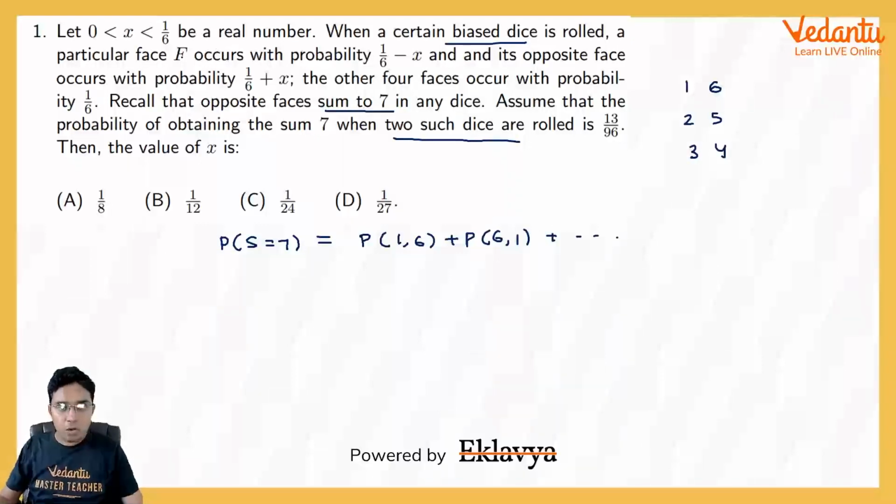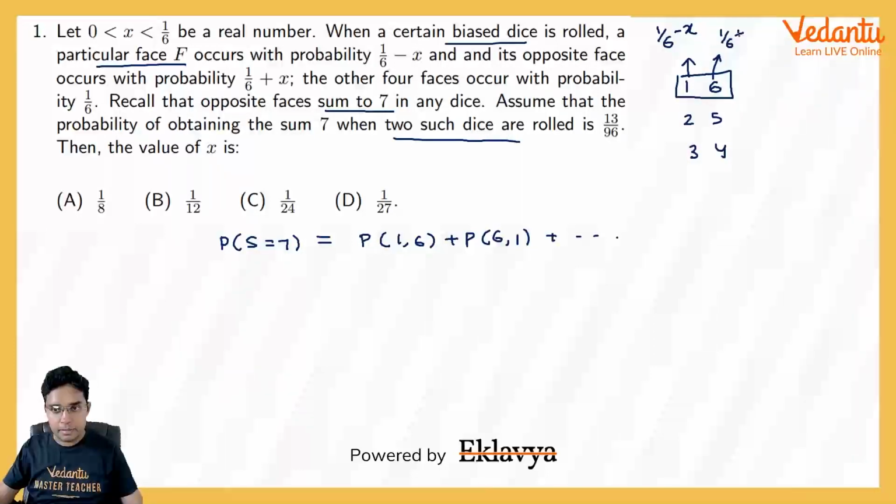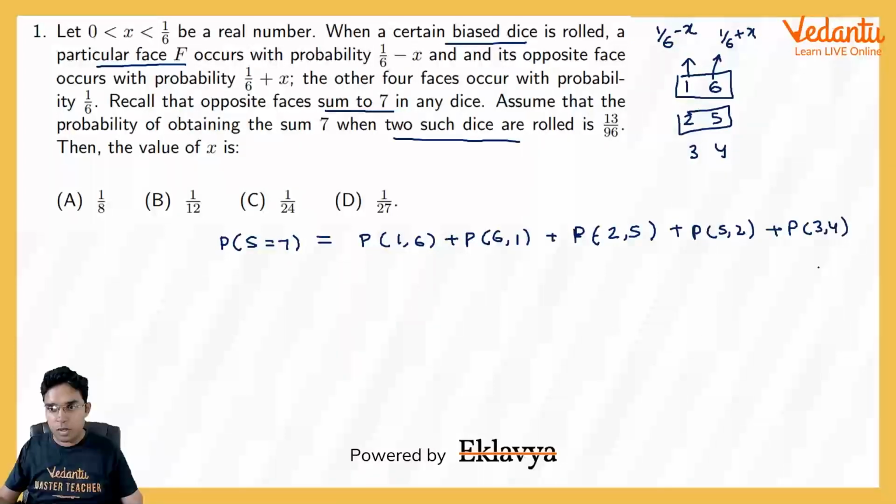Here we are not given which particular face f has probability 1 by 6 minus x and 1 by 6 plus x. So without loss of generality, we can assume that these are the two faces having probabilities 1 by 6 minus x and 1 by 6 plus x, and all remaining faces have probabilities 1 by 6, 1 by 6, and so on. So here we will be calculating the probability of getting 2 comma 5 or 5 comma 2, and similarly the probability of getting 3 comma 4 and 4 comma 3.